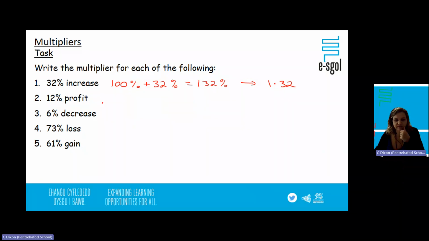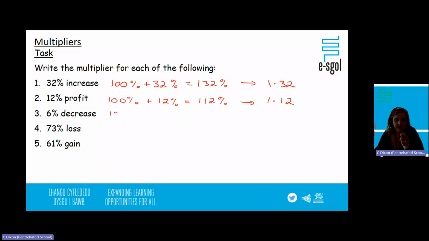So question 2 is a profit. Now a profit is an increase. So it's the original 100% plus another 12%. That will give me 112%. To get the multiplier from that stage, divide it by 100 and then write down that value. Okay, so 1.12.